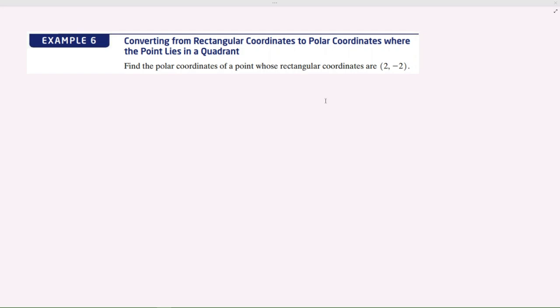Okay, so let's look at a specific situation now where the point is not on the x-axis or the y-axis. That means it's in one of our quadrants. In this particular case, if I go x by 2 and then negative 2 for y, it's going to put me down here in quadrant 4. So there's our point in rectangular coordinates.